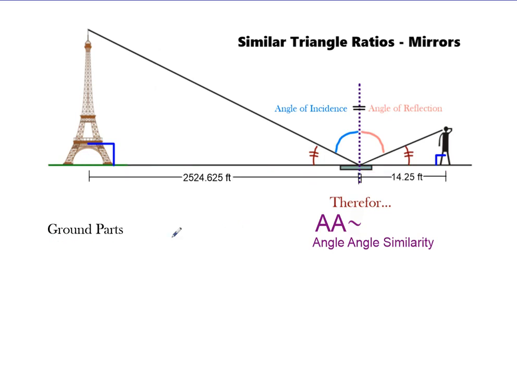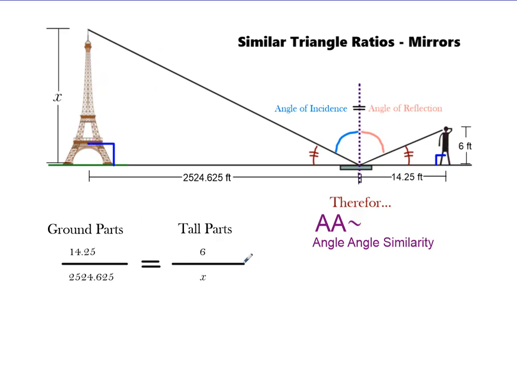I could say that I have the ground parts. And if I have the ground parts, this is the beginning of a proportion. So I'm going to put the ground parts in there as 14 1/4 feet is to 2,524.625 feet. Okay. And then I have the up and down bits. I'm calling those the tall parts. Let's say this man is 6 feet and the Eiffel Tower is X feet.